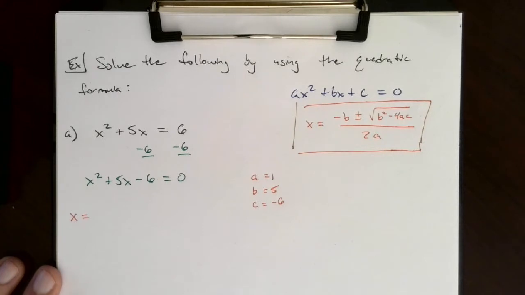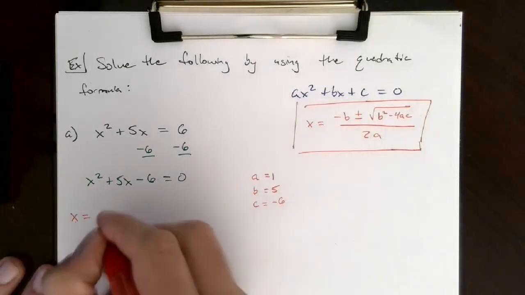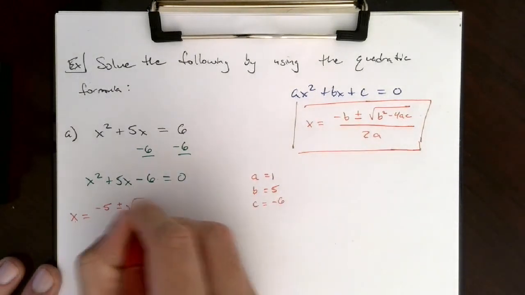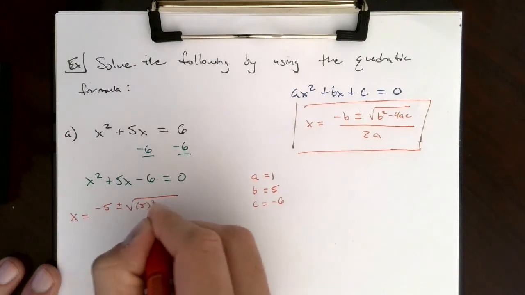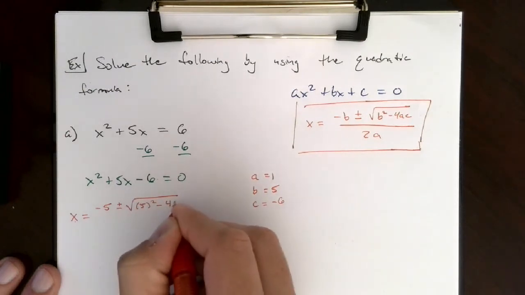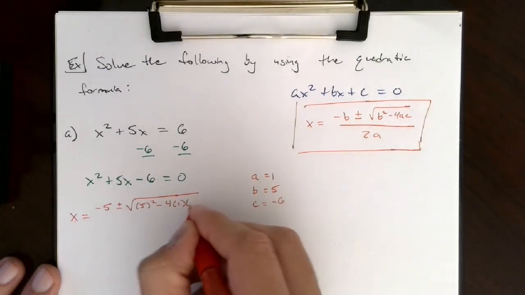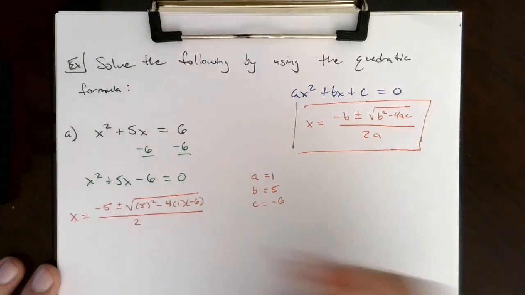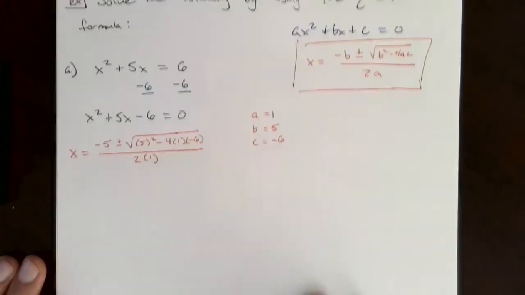And so now we're ready to substitute in. So we have x equals negative b, so it's negative 5, plus or minus the square root of b squared, so b is 5, so 5 squared, minus 4 times a is 1, times c, which is negative 6. Make sure you have the correct sign there. This is all over 2 times a, so it's 2 times 1. Make sure you have it all over that, not just the radical part.